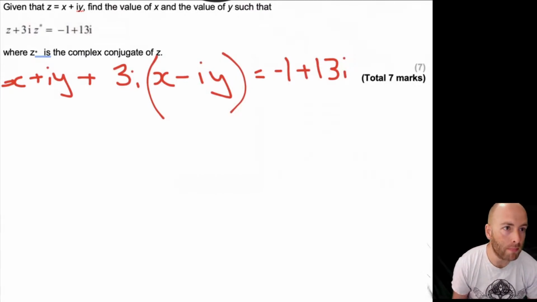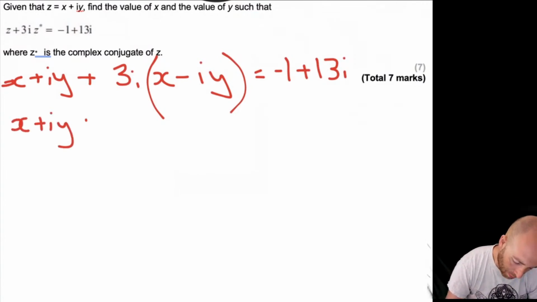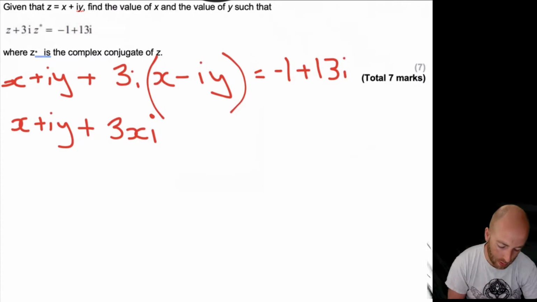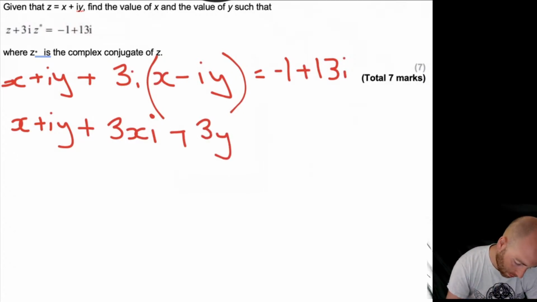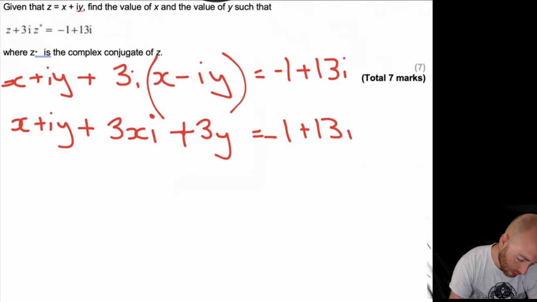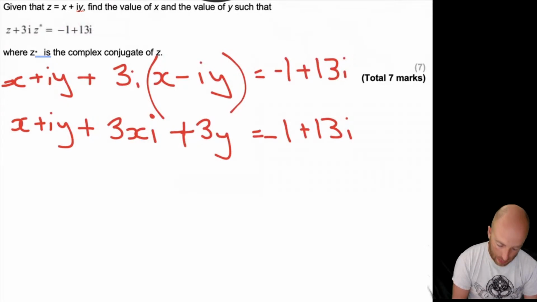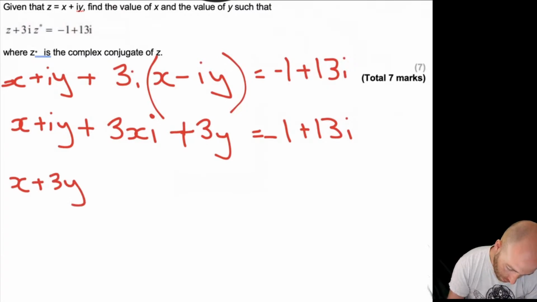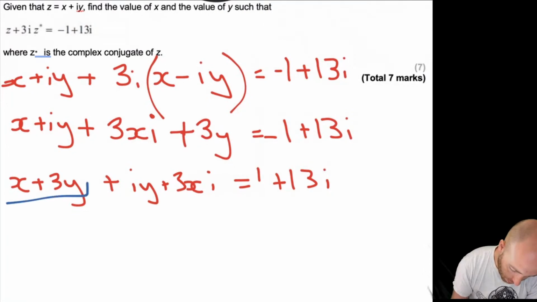If we expand that, x plus iy plus 3xi, then we've got 3i times minus iy, which is minus 3i squared y, and i squared is minus 1, so that's plus 3y, equals minus 1 plus 13i. Let's get all the real bits and all the imaginary bits together. So we get x plus 3y, and plus iy plus 3xi, equals minus 1 plus 13i. I know that all the real bits must be equal, and all the imaginary bits must be equal.